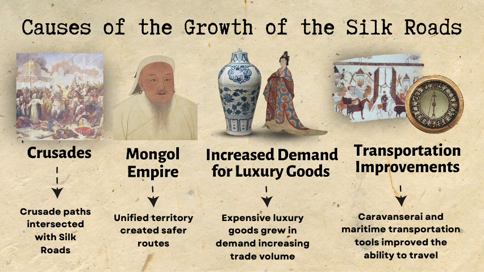So the Crusade paths, they intersected the Silk Roads, and that is going to lead to the growth of the Silk Roads. The Mongol Empire, they unified the territory and created safer routes, expanding the Silk Roads. Increased demand for luxury goods. Expensive luxury goods grew in demand, which also increased trade volume. So that expanded the growth of the Silk Roads.